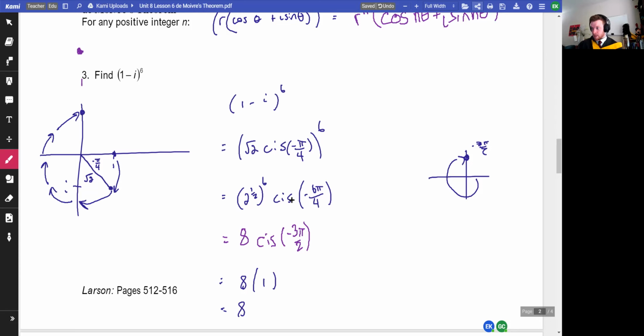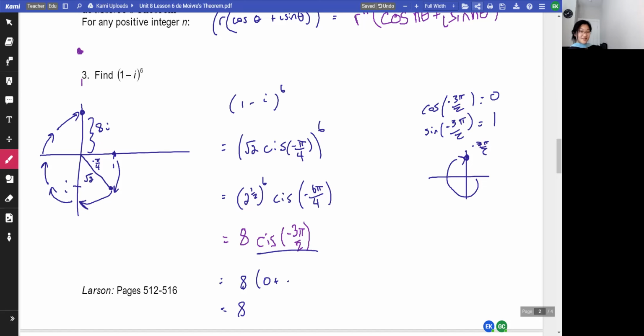We landed here, and we are 8 away. What should the answer be based on this geometry that I just drew? 8i. And actually, cosine of negative 3 pi over 2, that's the x coordinate, is 0. Sine of negative 3 pi over 2 is 1. So we're actually going to get 0 plus 1i, and we get i. Nice. I'm glad we did that because we check our answer. Doesn't hurt to check your answer real quick.